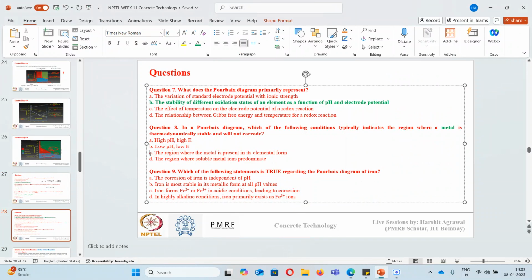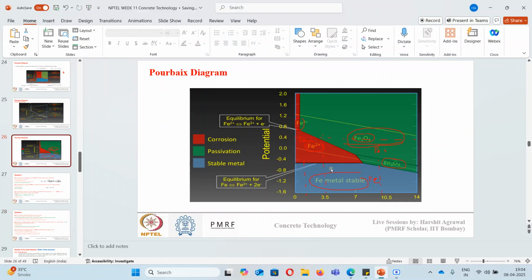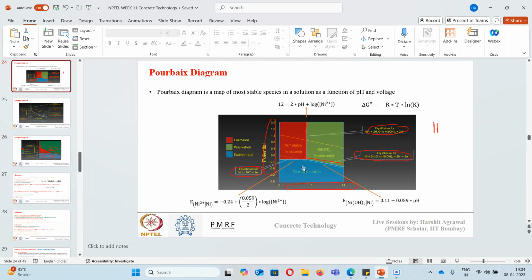Okay, so the correct answer will be C. If a metal is in elemental form, then that region represents that the metal is thermodynamically stable. We have seen here, for iron, a metal is in a stable state when it is in its elemental form. That is why for nickel also we have seen the same thing, Ni metal. So this is in elemental form.